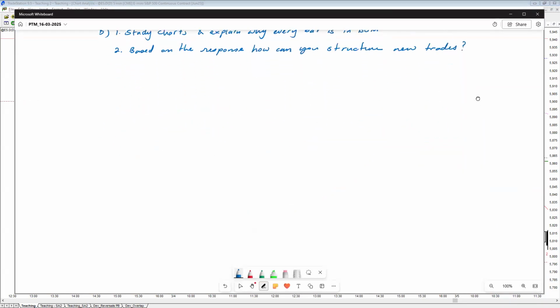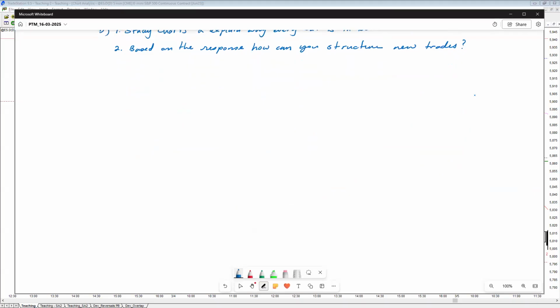Okay, so next topic. This is an easy one. We have breakouts, and the breakout is usually tested, so it leads to a breakout test. And sometimes this breakout test, we have different kinds of tests.